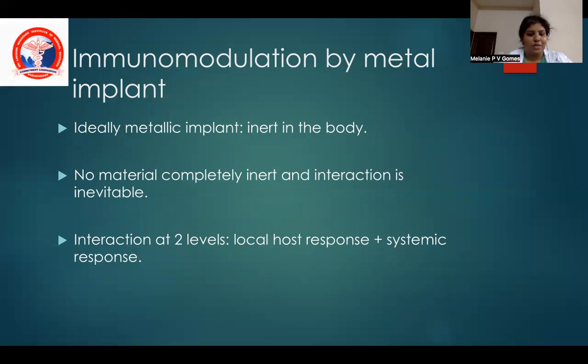Immunomodulation by metal implants. Ideally, metallic implants should be inert in the body. However, no material is completely inert and interaction is inevitable. This interaction takes place at two levels: the local host response, and the general systemic response.